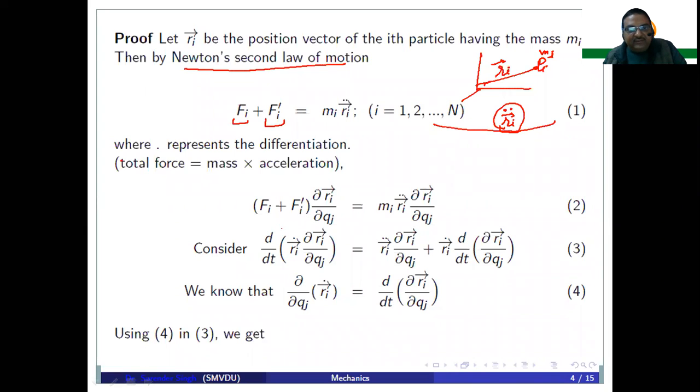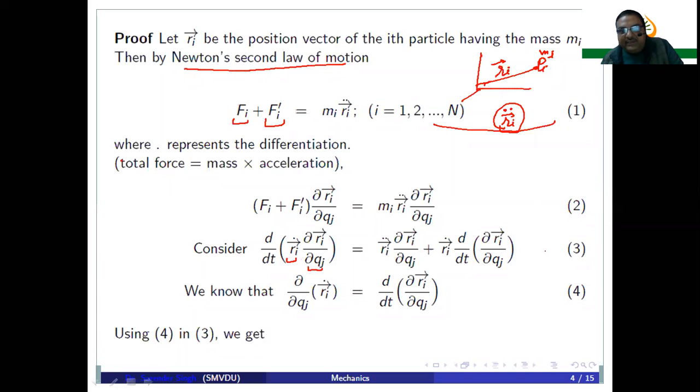Then, because we want to simplify this equation further, consider the term d by dt of ri dot into del ri by del qj. Why I am taking this term, you will understand at a later stage. By the product rule of derivative, the derivative of the first term, that is ri double dot, and the second term as such. Further, you write the first term as such and the derivative of the second term. So the derivative of the second term you are getting like this.